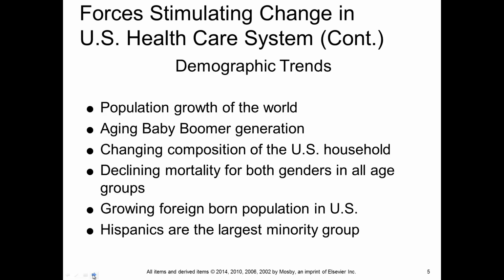Also, there are other changes, like a growing foreign-born population in the United States. The largest minority group is no longer African Americans. It is now people from Hispanic or Latino populations, and whites are predicted to make up only about 50% of the U.S. population by 2050. The major number of persons coming to the United States from other countries is from Mexico and also from Asian countries.